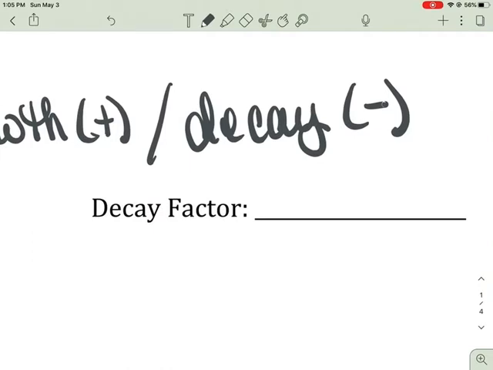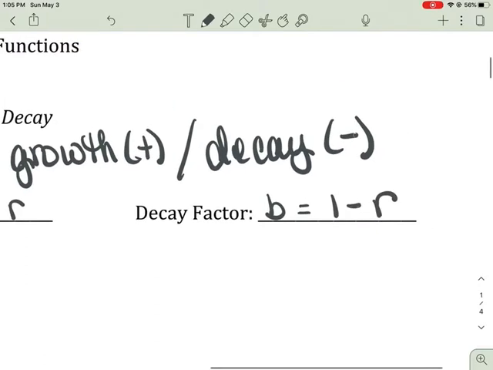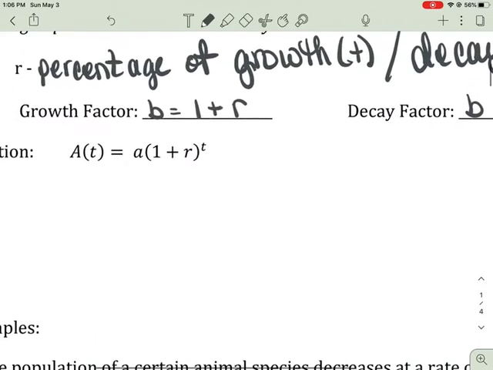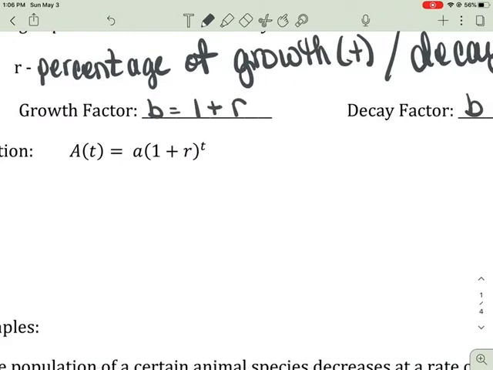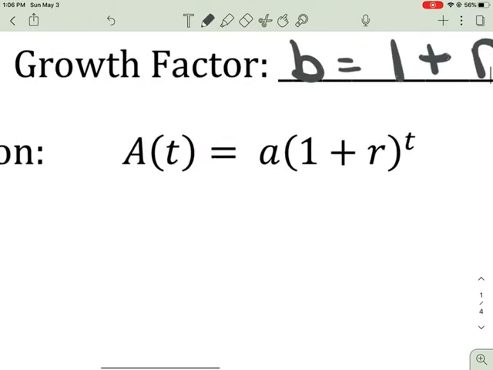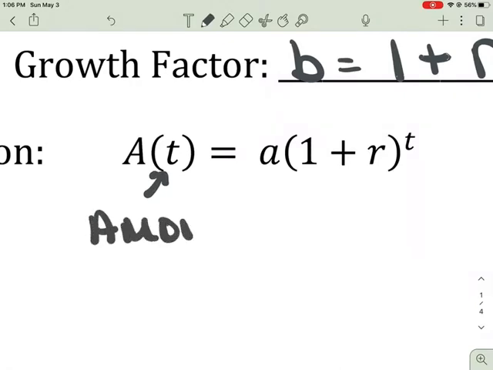If we're decaying, if we're decreasing, then your B is going to be 1 minus R, or 1 plus negative R. So you're going to subtract the percentage from 1, and that's going to give you your growth or decay factor. So here's our formula: A of t equals A times 1 plus R to the t. That's 1 plus R for growth, and then 1 minus R for decay, but R would be negative. Keep in mind that A of t means the amount that we have after a certain amount of time.